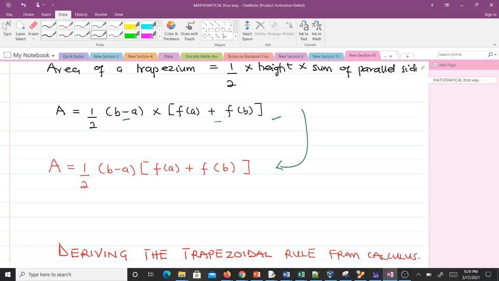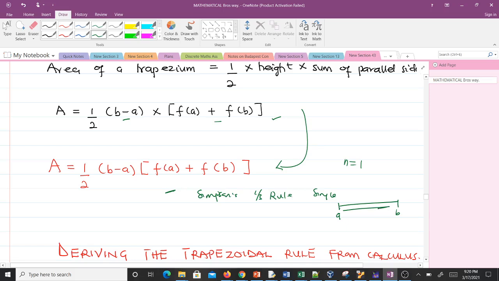Okay, so this is the formula for the Simpson's 1/3 rule when we have a single segment. So a single segment means that our n is just 1. Do you get it? You can see that we had a point A, we had a point B. We just have one segment. So it makes it what? A single segment for the trapezoidal rule.